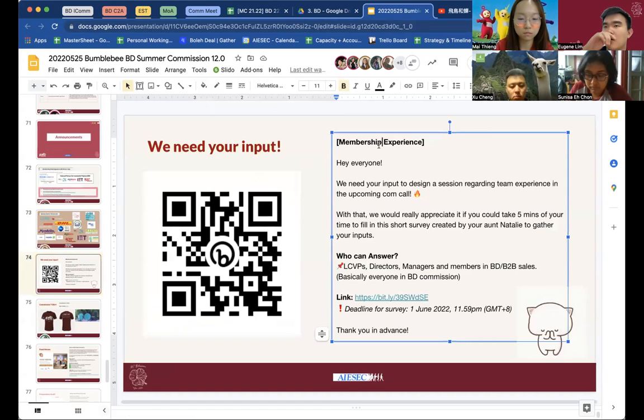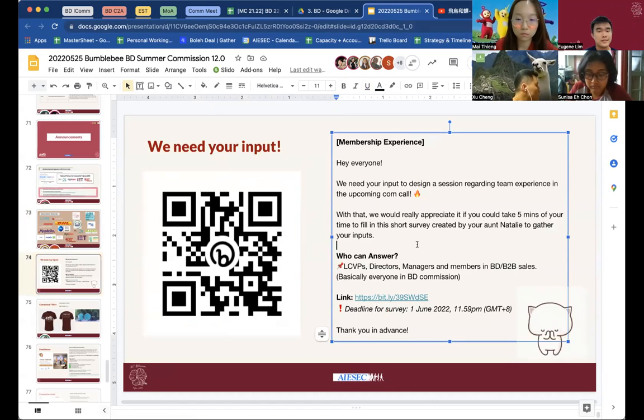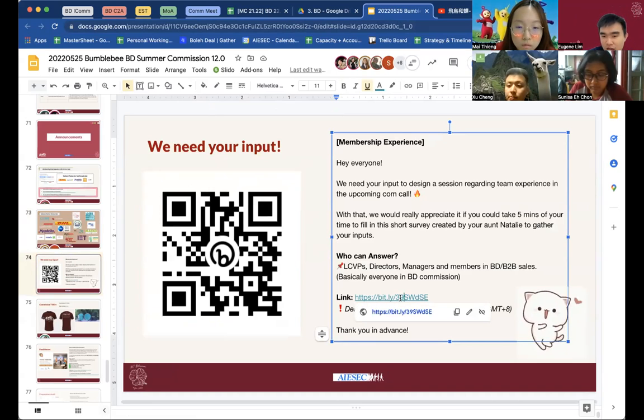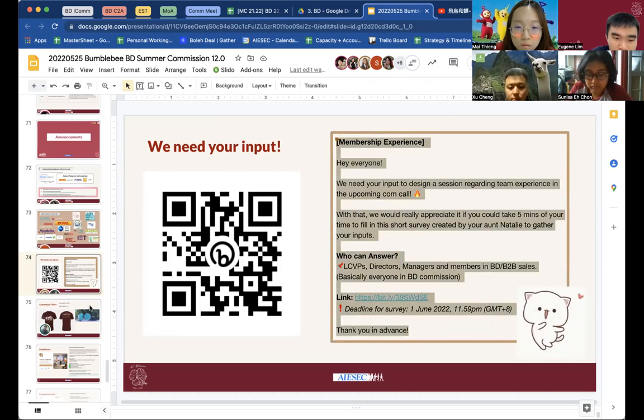Next one, we also need your input. For the next commission meeting, we plan to do something related to membership experience, but we need to understand everyone's pain points first. So Natalie prepared the QR code here that you can fill in, or you can click this link and also send it to your directors and members, to let them fill it in also, so that we can understand your experience better. I know you also got the engagement survey, but this one is more customized towards BD. Sorry that you had to fill in two forms, really sorry about that. But we really want to know how we can deliver R&D that fits you guys. So we need some help to fill it in.